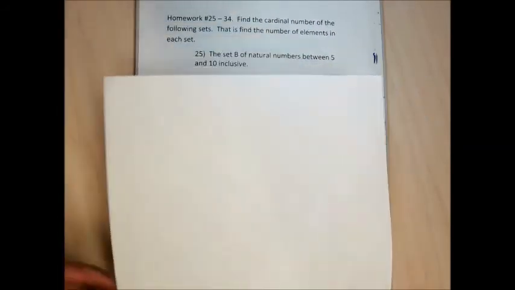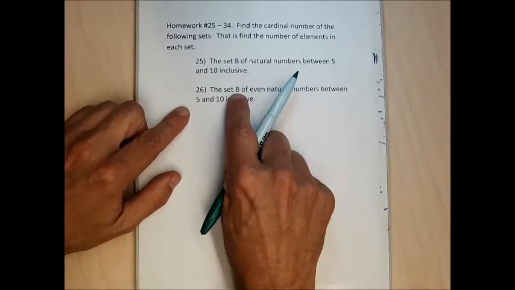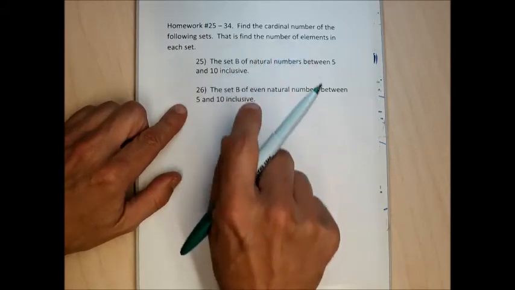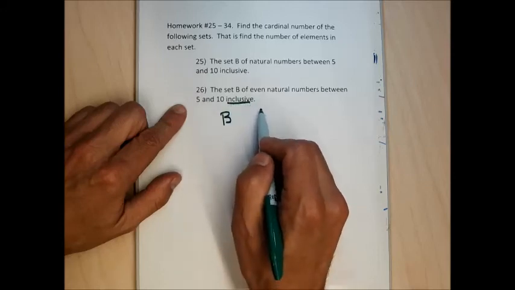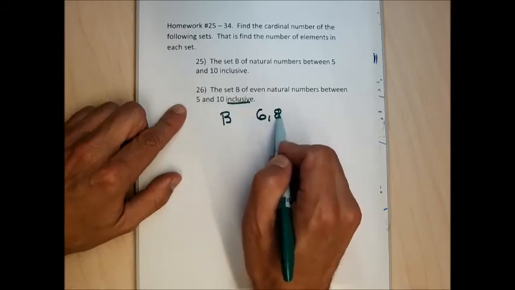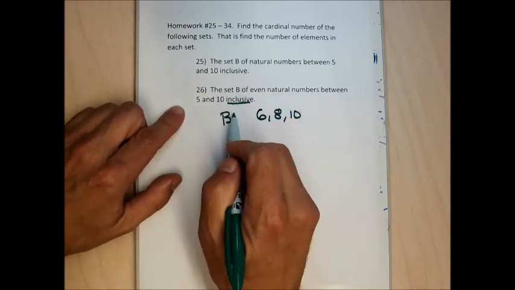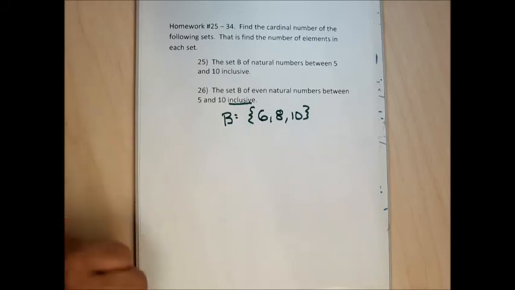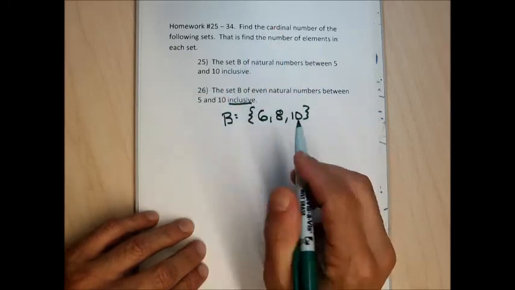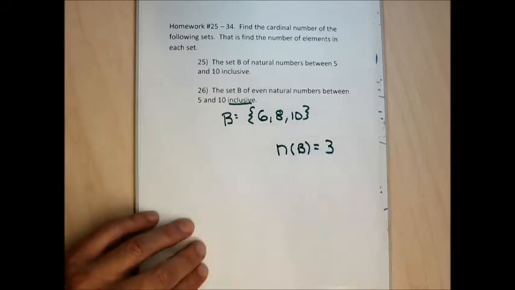Okay, find the cardinal number of each of these sets. So let's work on 25 and 26. For 26, find the cardinal number, that is, find the number of elements in set B. B is a set of even natural numbers between 5 and 10 inclusive. Well, the even natural numbers between 5 and 10 are 6, 8, and 10. Because it's using the word inclusive, I'm including the 10. I would include the 5, but it's not an even number, so I'm not going to include it. So B has the numbers 6, 8, and 10. That's not the answer. The question is, what's the cardinal number of B? The cardinal number of B is the number of elements in set B, and the answer is going to be 3.